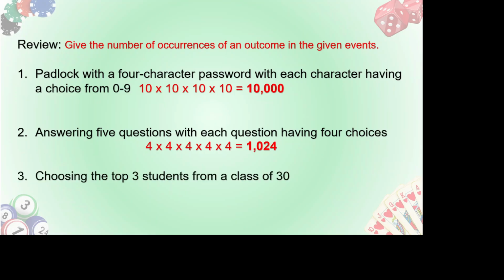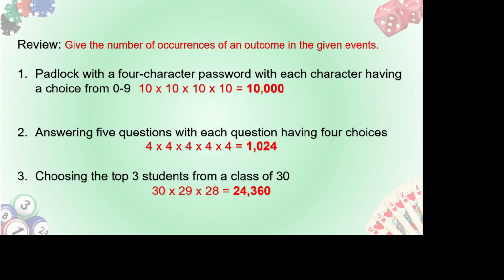Number 3. Choosing the top 3 students from a class of 30. Okay, by the way, I failed to mention that this is without a tie. And that is understandable because when we are choosing the top 3 students, it's normally just one student per rank.